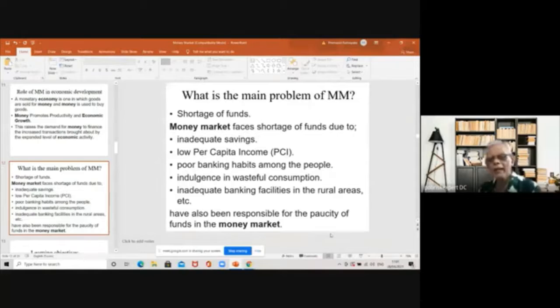Then the poor banking habits among the people. People do not know much of banking. Poor banking habits. They don't resort to borrowing from the banks. And this also contributes to the shortage of funds in the money market. Then indulgence in wasteful consumption. I think Sri Lanka is a typical example for that, isn't it? Wasteful consumption.